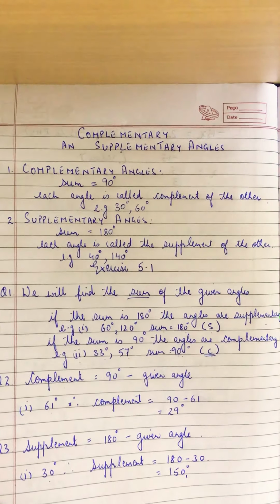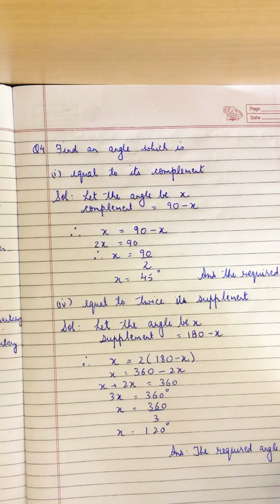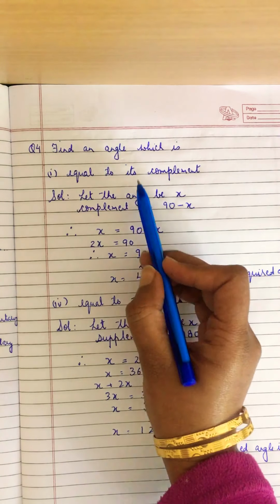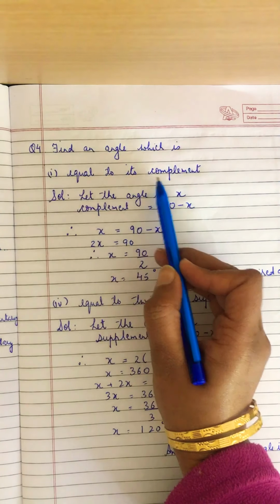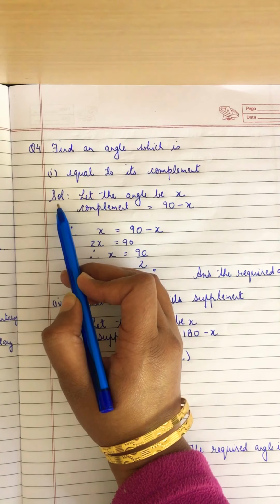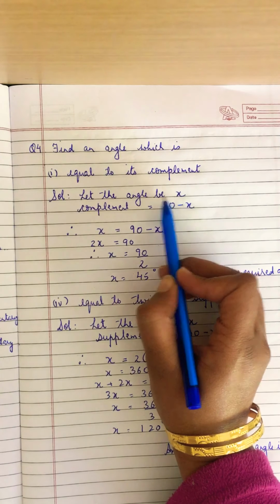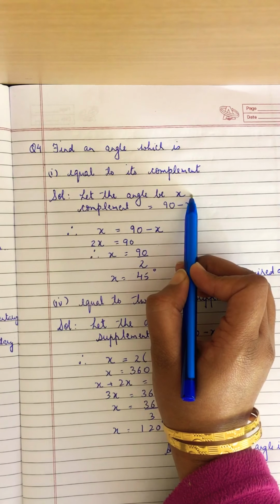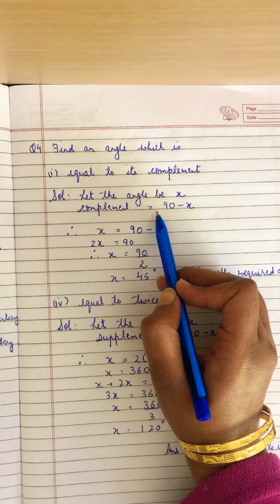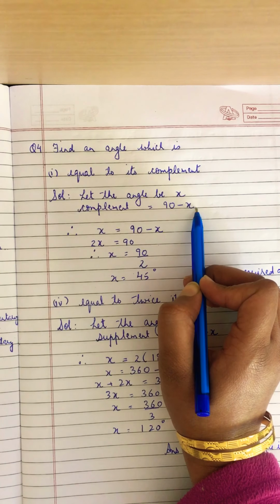Now question number 4 is a bit tricky. So over here we will be using the method of solving equations. The first part says find the angle which is equal to its complement. Coming to the solution part, we will be using the method of x over here. So I am supposing the angle to be x. Let the angle be x. Therefore, the complement will be, complement means the sum of the angles has to be 90 degrees, therefore, the complement will be 90 minus x.